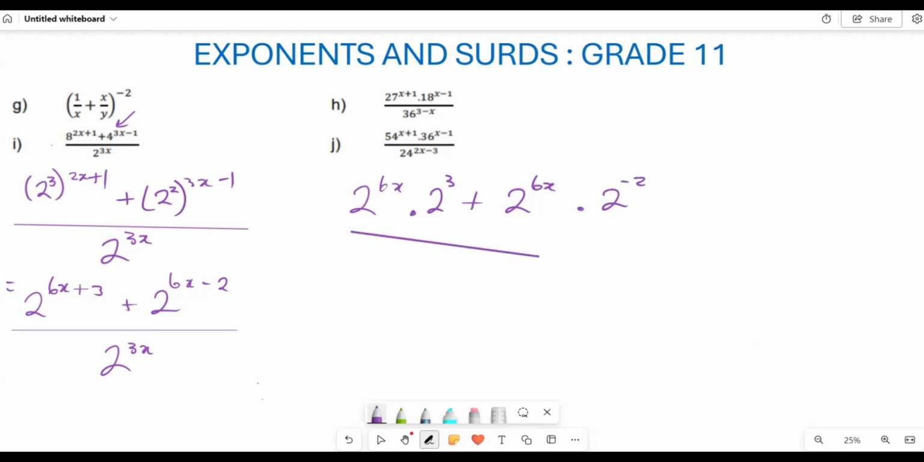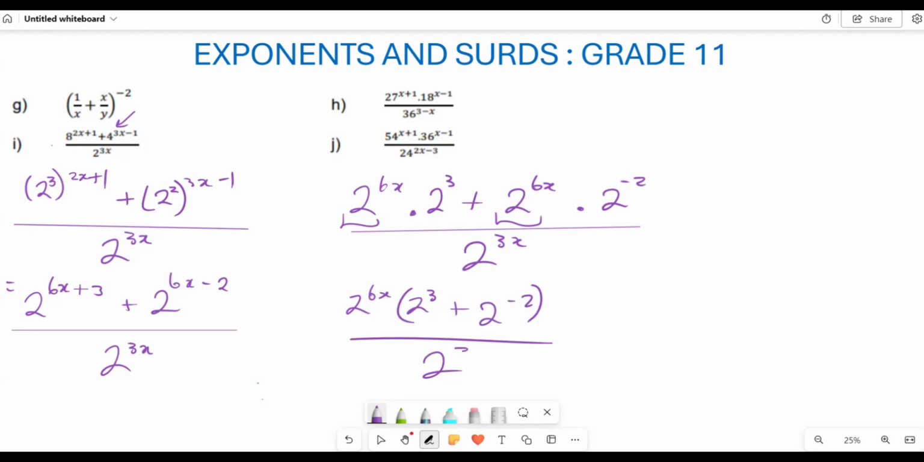I just simply wrote this entire thing in factor form, and then it's going to be divided by 2 to the power of 3x. Because these are two terms in the numerator, can you see that 2 to the power of 6x is a common factor? I take it out as a common factor. I'm left with 2 to the power of 3, plus 2 to the power of negative 2, all over 2 to the power of 3x.